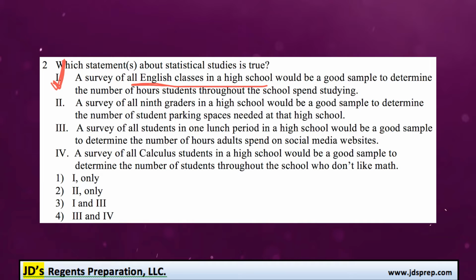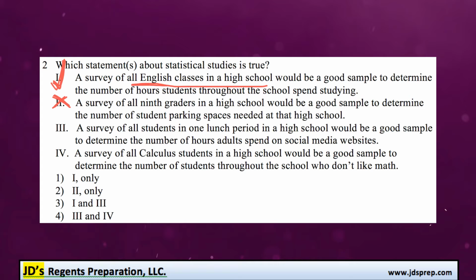Number 2, a survey of all 9th graders in a high school would be a good sample to determine the number of student parking spaces needed at that high school. Well, I don't think the United States is that different from Canada, where I'm from, but 9th graders typically are too young to drive. I mean, in Alberta, where I'm from, you got to be at least 16 years old. So that's definitely not going to be a good sample group to ask that survey question.